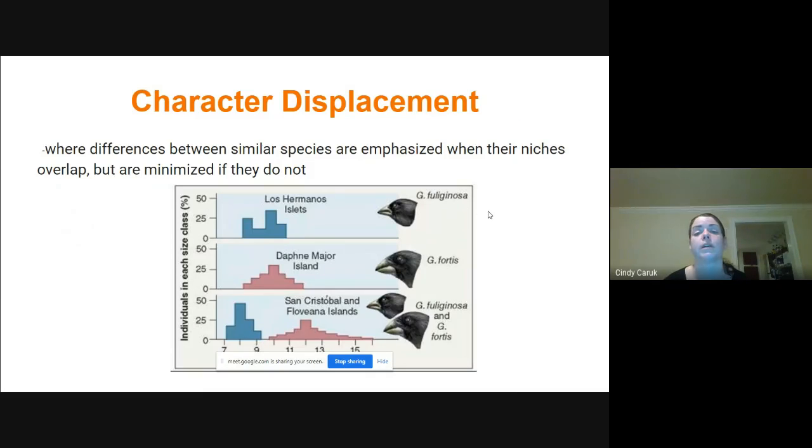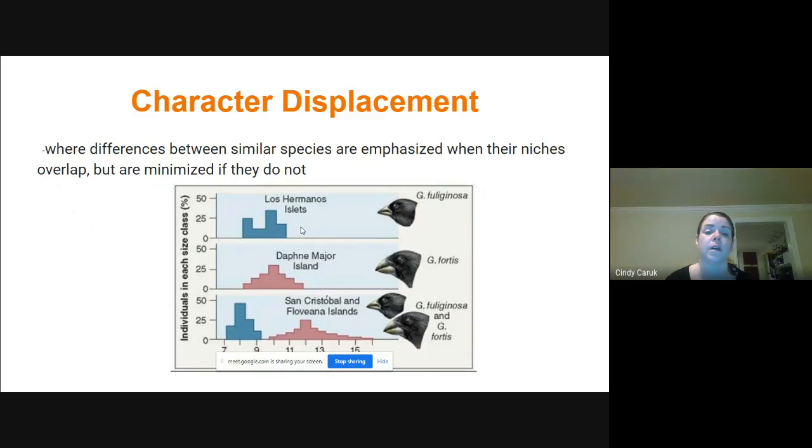We also see character displacement. So this causes a parent population to diverge. And so we talked about adaptive radiation, but we also see on the Galapagos Islands that finches where their niches overlap, they tend to actually go to one extreme or the other of their particular phenotype, okay? So we are actually seeing a shift.